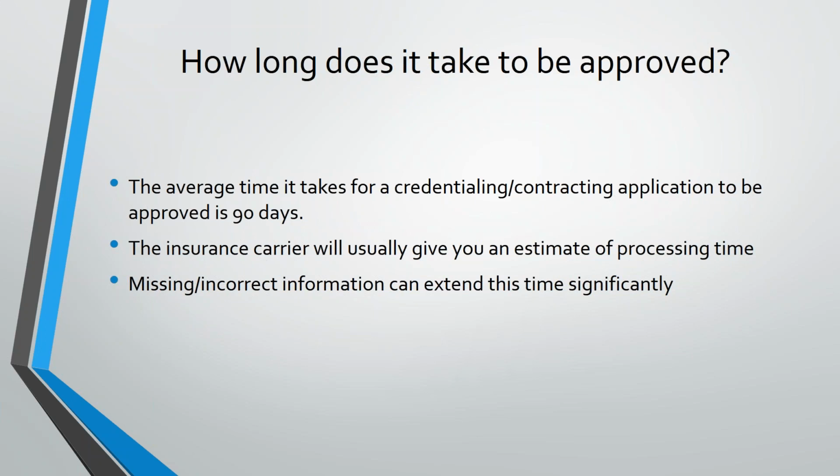An insurance carrier can usually give you an estimate, and they're always going to give you an estimate on the high side. So if they say 120 days, maybe they take all 120 days, but maybe it gets done in 60. But they're going to give you usually the worst case scenario. And so you do need to plan for your credentialing process to take as long as the insurance carrier tells you it will take. So if the insurance carrier says 120 days, don't think, well, maybe I'll get it in 60 days. It's probably not going to happen.